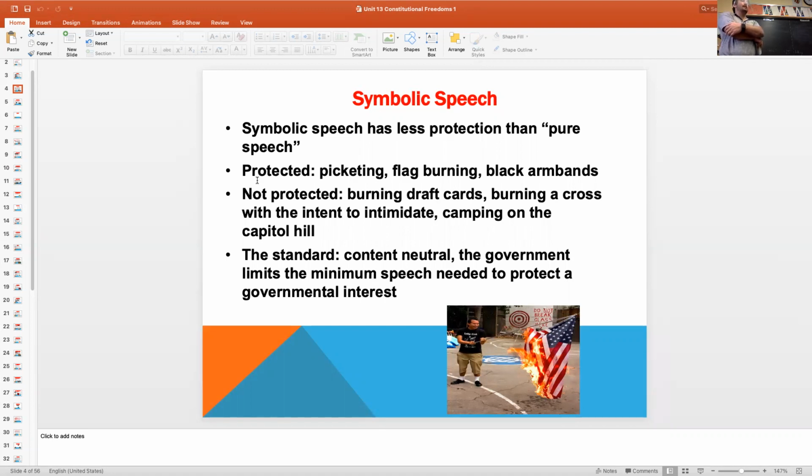And what form of speech is that, with the black armbands or dress, attire, clothing? Is it pure speech? What is it? Tanner, what is it? Symbolic speech. Good job. And we talked about that already with Tinker versus Des Moines. And this creates the Tinker test.